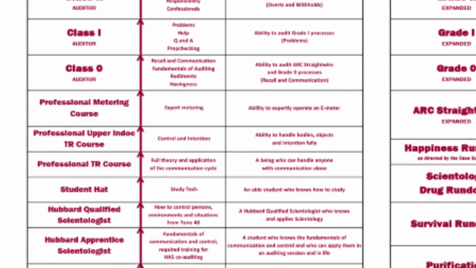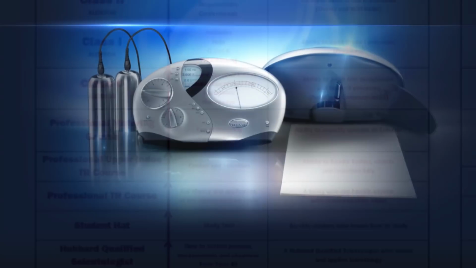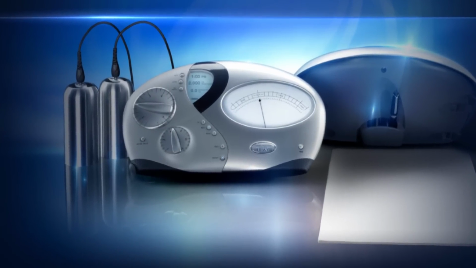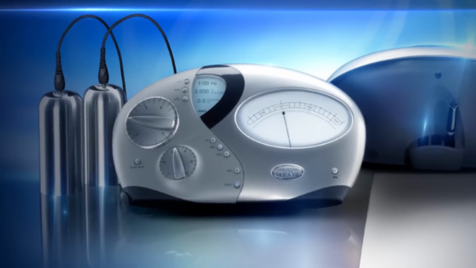Once the TR courses are done, comes training on the Hubbard E-meter, or electropsychometer, a device which is supposed to be able to register the thoughts a person has in response to auditing commands and questions. I will also be doing another video about the E-meter itself because there is a lot of lore and myth connected with this device, most of it wholly undeserved.